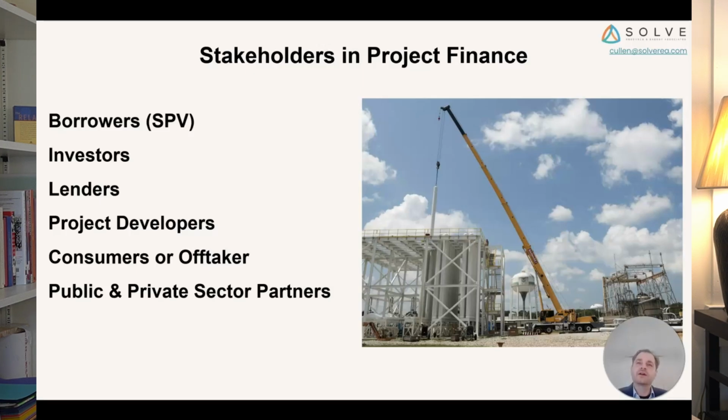There are public and private sector partners. The municipality in which an infrastructure project is located is a perfect example of a public sector partner. Then there are risk management organizations, which you can think of mostly as insurance, but there are other methods of risk management such as hedging.